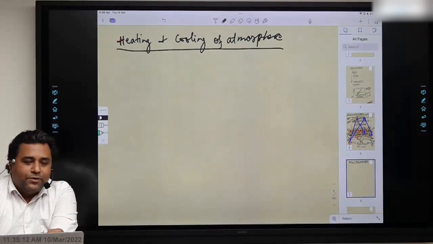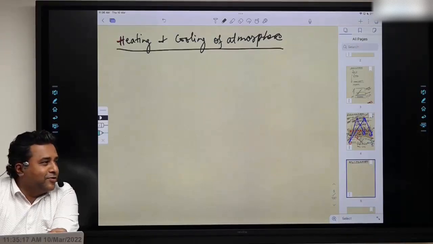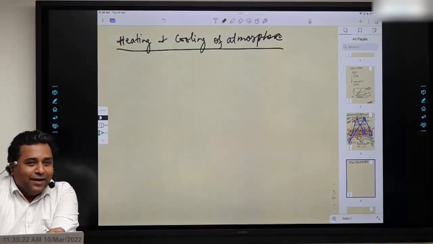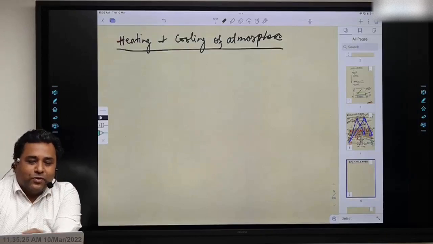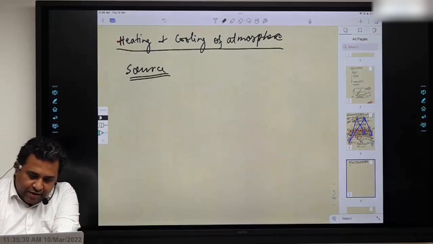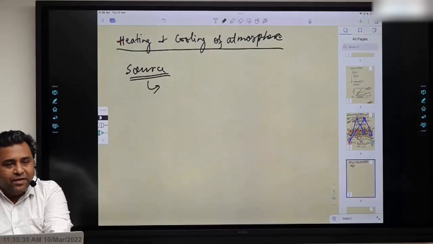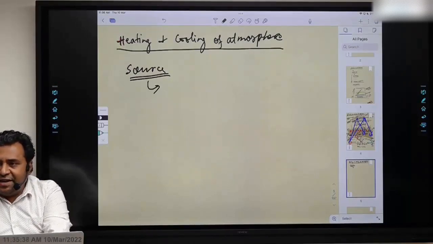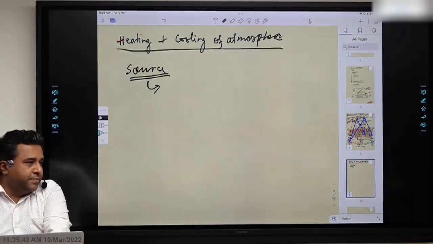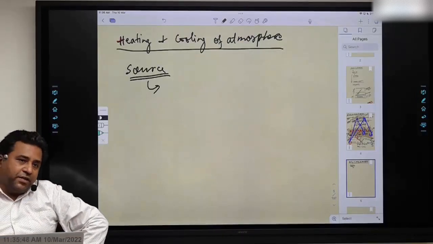Come on. So should I say let us come to heating and cooling of the atmosphere? Very good. So let us come to heating and cooling of the atmosphere. All right. So what is the source of heating of the atmosphere? Source of heating of the atmosphere is mainly the sun. Almost most of it comes from the sun, though some of it might come from Earth's interior and all, but that is negligible. So you should know that it is there, but it is negligible.